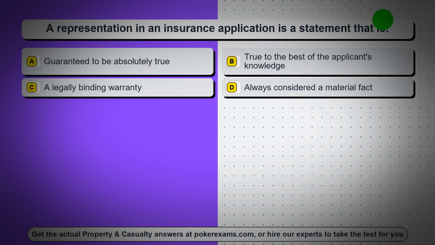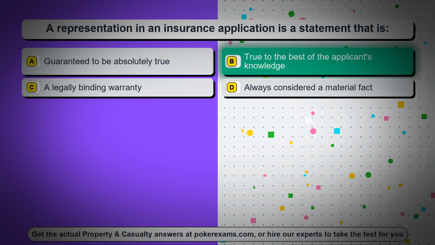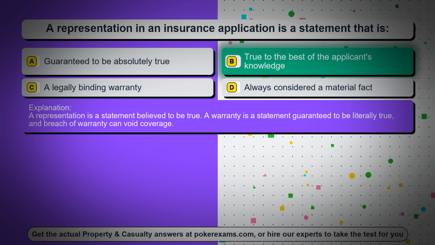Question 42. A representation in an insurance application is a statement that is option A, guaranteed to be absolutely true. Option B, true to the best of the applicant's knowledge. Option C, a legally binding warranty. Option D, always considered a material fact. The correct answer is option B, true to the best of the applicant's knowledge. A representation is a statement believed to be true. A warranty is a statement guaranteed to be literally true, and breach of warranty can void coverage.